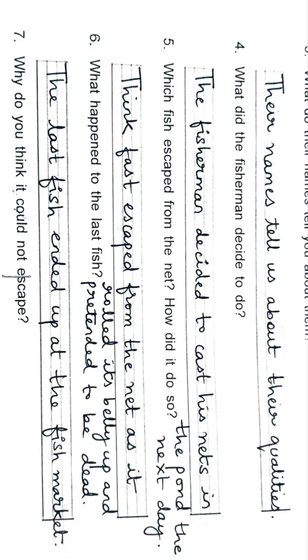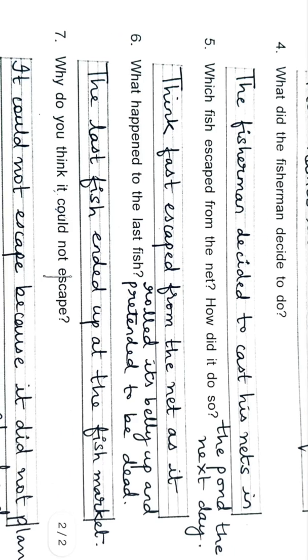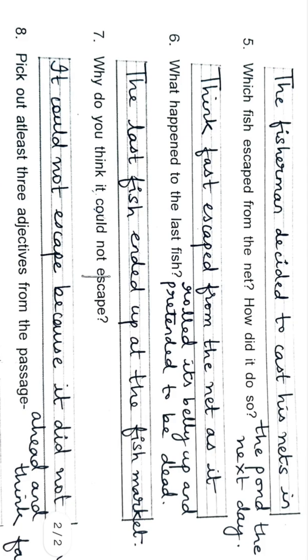Question number 4, what did the fisherman decide to do? The fisherman decided to cast his nets in the pond the next day. He decided that he would put his nets in the pond the next day to catch a lot of fish. That's what he decided. Which fish escaped from the net and how did it do so? Think Fast, the second fish, escaped. It saved itself from the net. How? It rolled its belly up and pretended to be dead. It acted as dead.